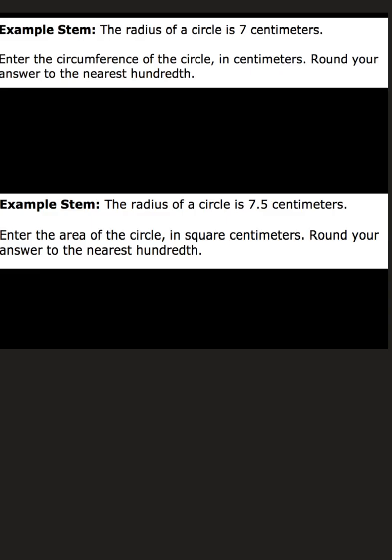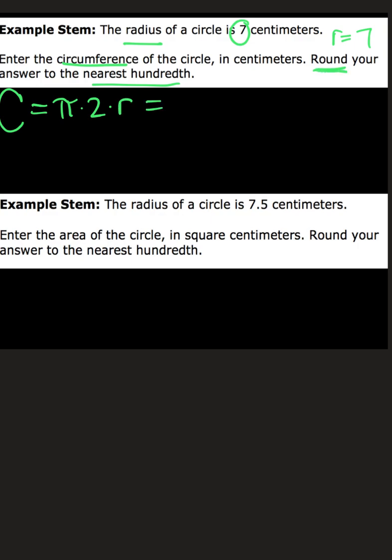Our next situation here, we're going to do some examples. So, given a radius of 7 centimeters, enter the circumference of the circle in centimeters and round your answer to the nearest hundredth. So this tells us a few things. First of all, it tells us our radius, r equals 7. It tells us we're looking for circumference, which is equal to pi times 2 times the radius.